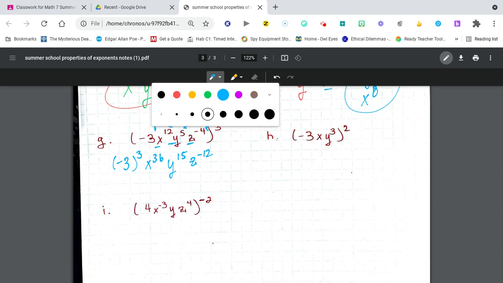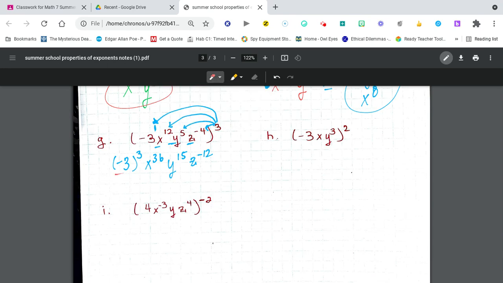Now, because this sits in front of some letters, it's acting as a coefficient. I need to multiply it out as a regular number. So negative 3 times negative 3 times negative 3. Well, negative 3 times negative 3 is 9. And 9 times negative 3 ends up being negative 27. So I have negative 27, x to the 36, y to the 15, and z to the negative 12.